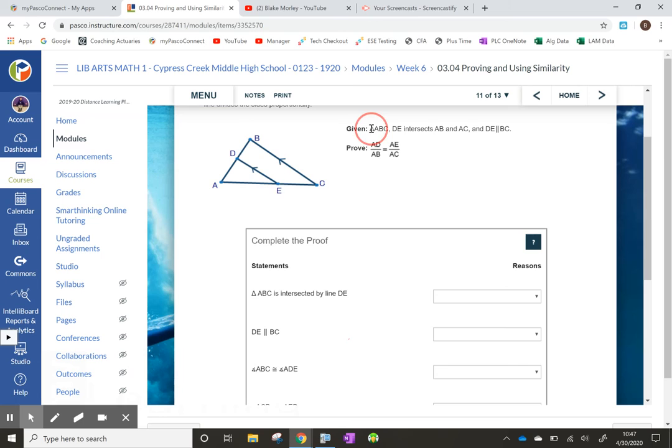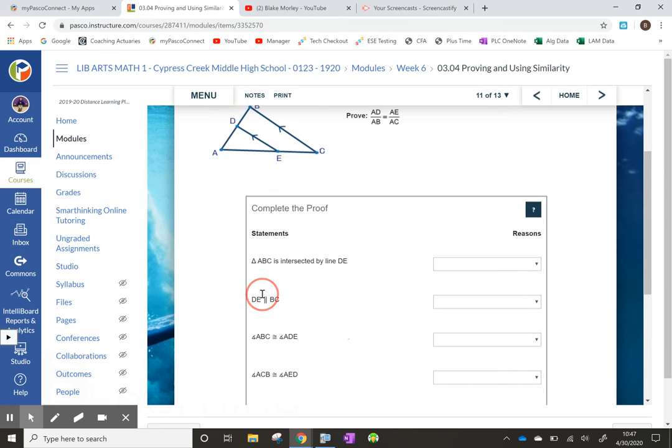Right here, we're given the triangle ABC. We're given a line DE that intersects AB and AC. So we're talking about this line here intersecting AB and intersecting AC. And then it's also saying that the lines are parallel. DE is parallel with BC. So DE here is parallel to BC, and we can see that because it's got little arrow marks.